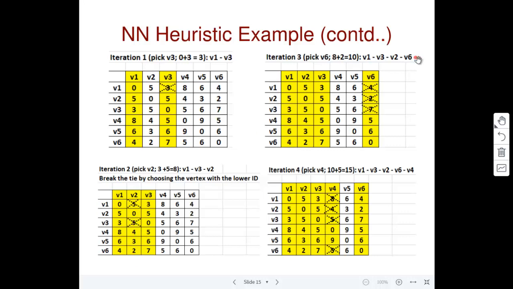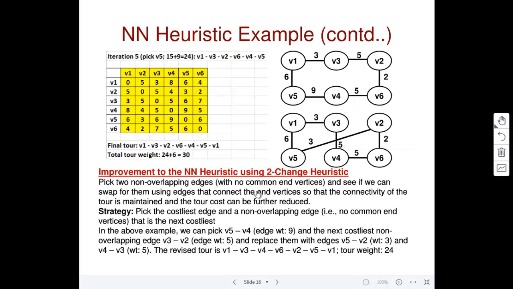So add vertex 6 to the tour, and from 6 we can go to either 4 or 5. We'll pick vertex 4, that's the nearest neighbor at distance 5. Now after visiting vertex 4, we have to visit vertex 5, there's no other choice. So we don't have any control on these two edges, v4 to v5 and v5 to v1. Starting from vertex 1, we go to v3, then v2, v6, v4.